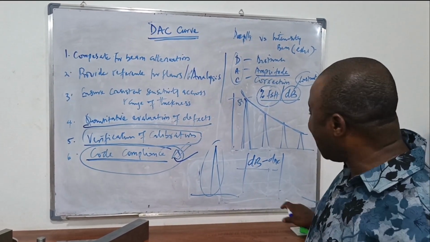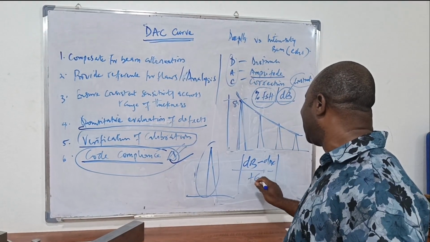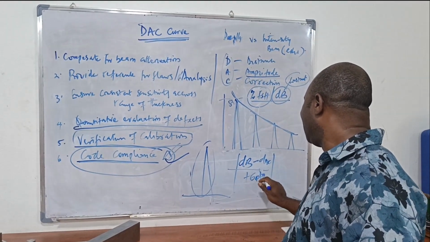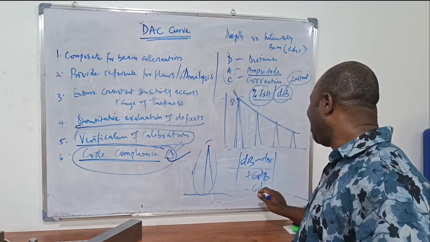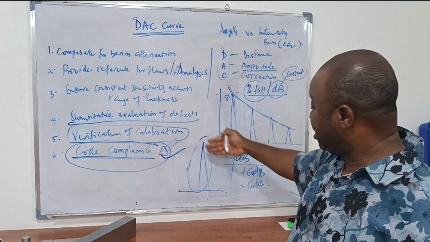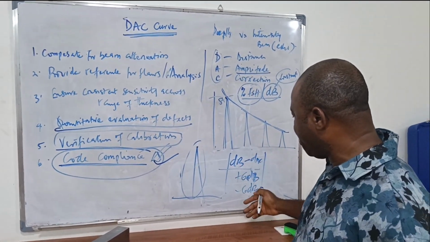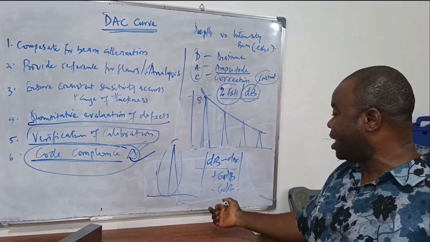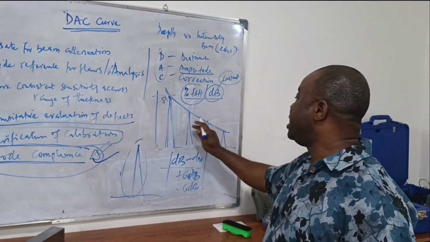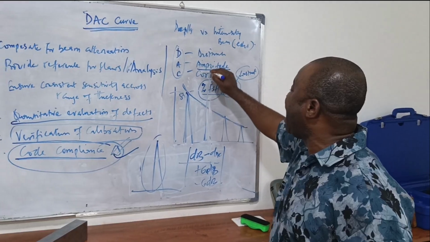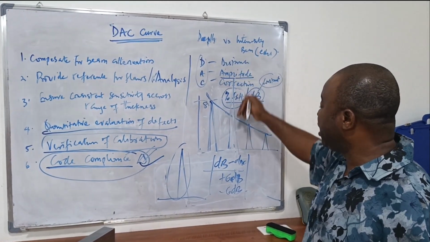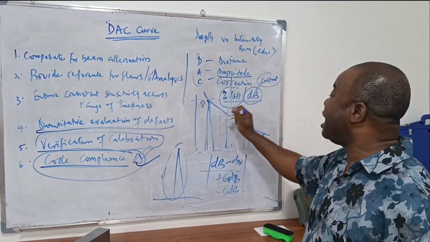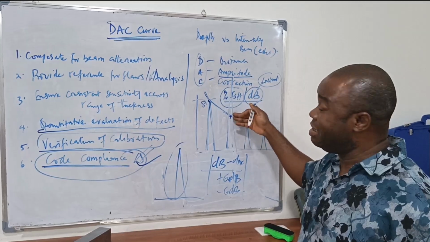So at the end of the day, when you are done with your evaluation, you can put plus 6 dB, minus 6 dB, or whatever the case is. I will explain this some other time. But basically, what this tells us is that if I have a defect that has plus 6 dB, it means that the amplitude of the indication is 6 dB higher than the particular point on the DAC curve.